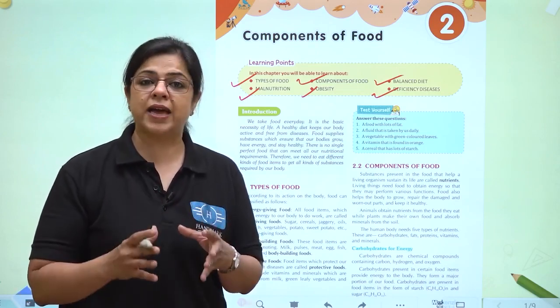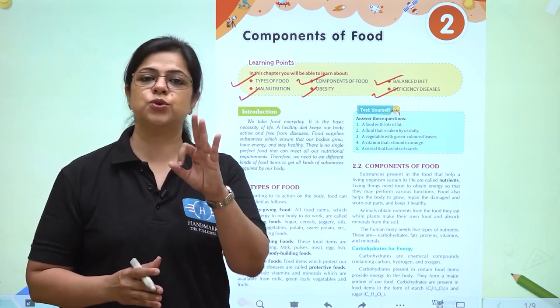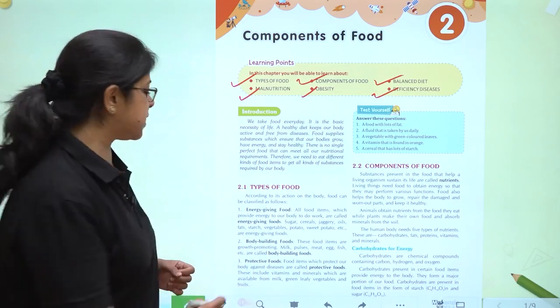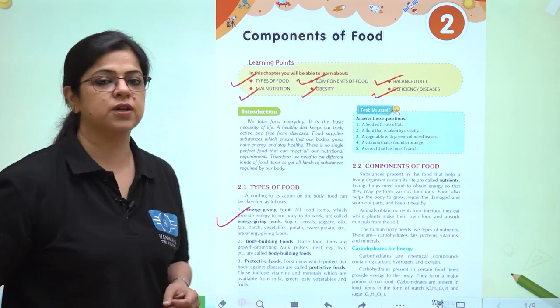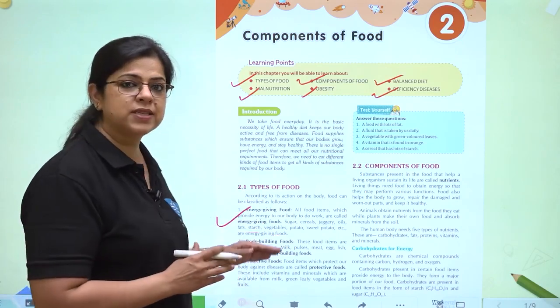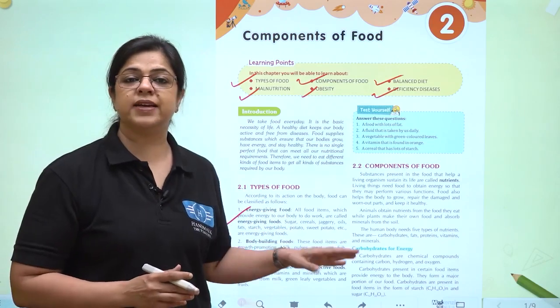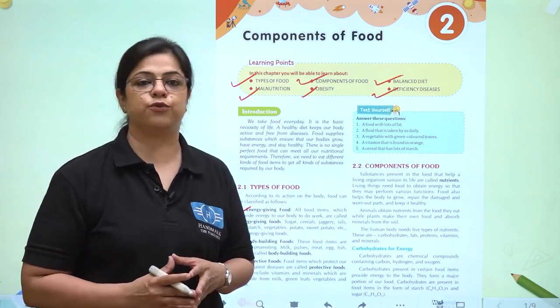Based on the type of nutrient that a food item provides, they are divided into three main categories. The first are energy-giving foods. All foods that provide us energy are put into this category. Foods like cereals, sugar, jaggery, and oils are all energy-giving foods.